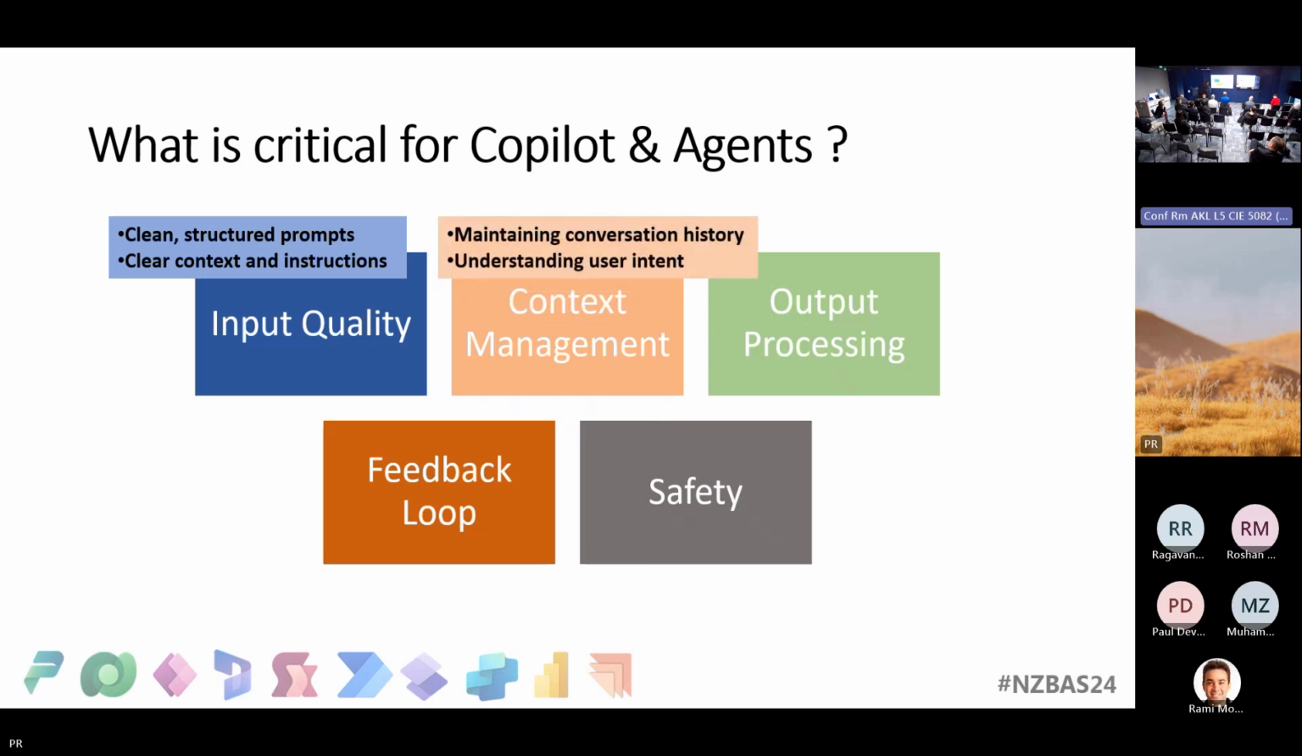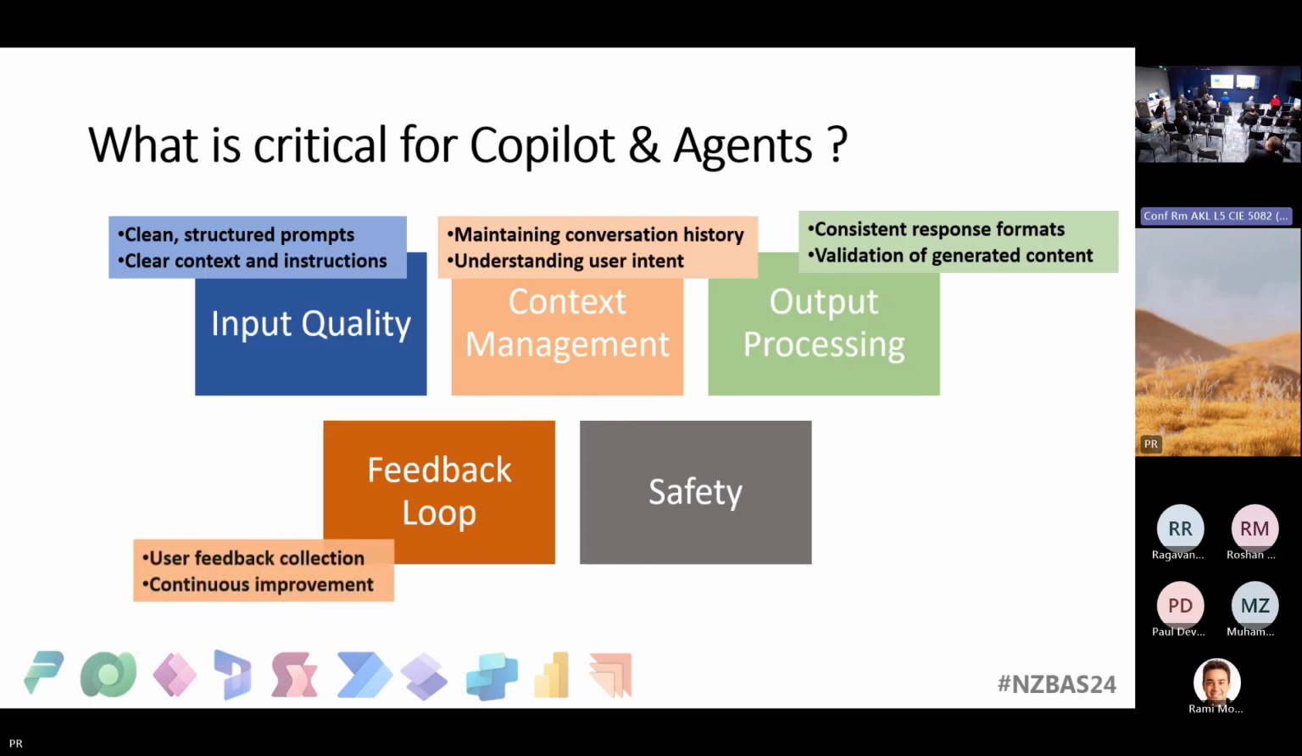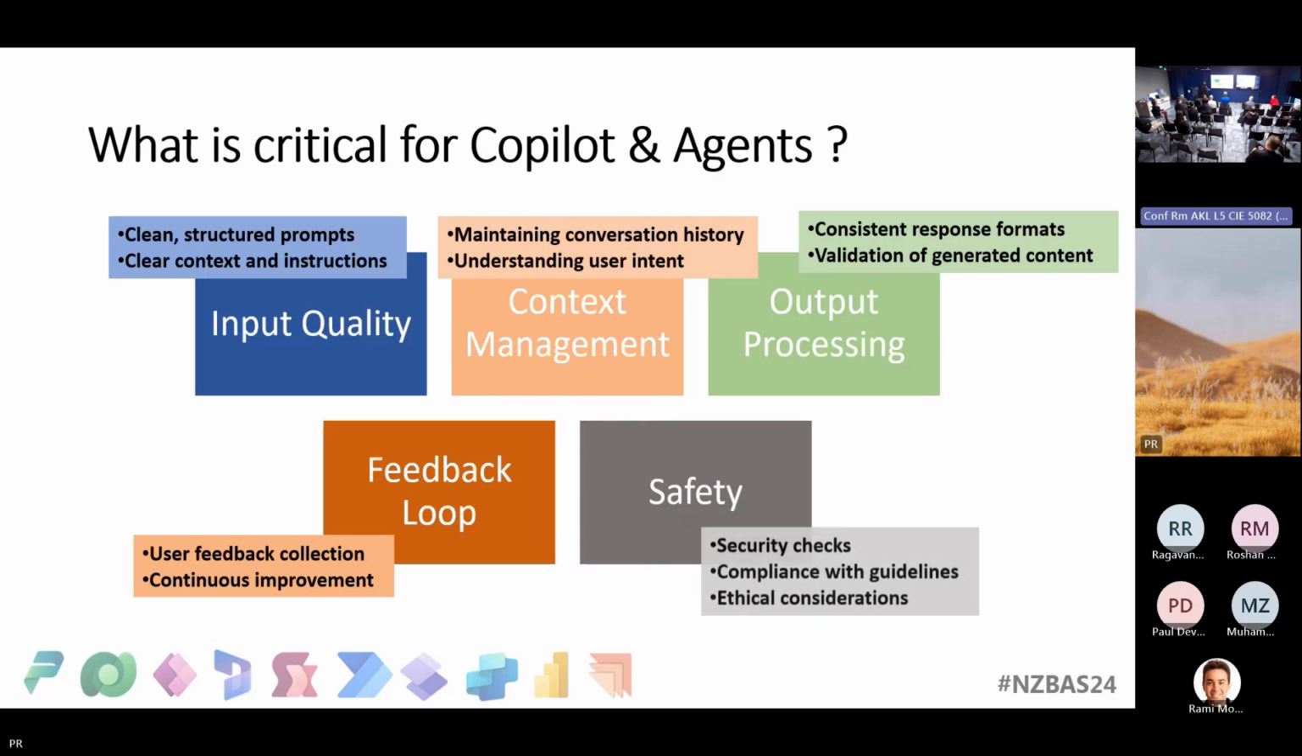Context management, so maintaining conversation history, understanding the user intent. And output: consistent response formats, validation of generated content. We have to validate the generated content, because if you don't have a consistent response format, then it's no point, right? Sometimes it might not be as accurate as you think. Feedback loop, so it needs to run through user feedback collection and continuous improvement, and then safety as well: security checks, compliance with guidelines, ethical considerations, all important, right?